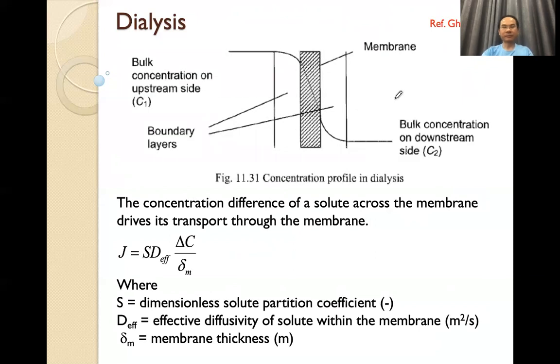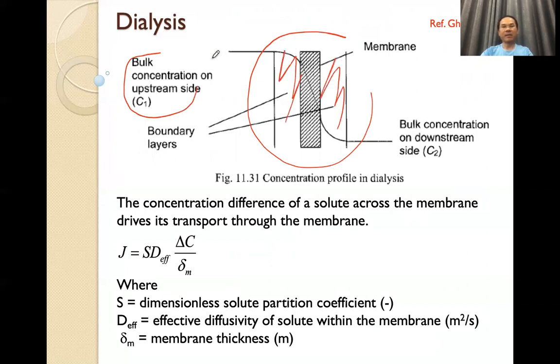If we look at this model, we have the membrane, and we have the concentration on this side, the concentration of upstream. This is the film around the membrane, and this is the bulk concentration. The solute is transferred to the membrane surface, diffuses across the membrane, and then diffuses across the film around the membrane. This is the bulk concentration of downstream.